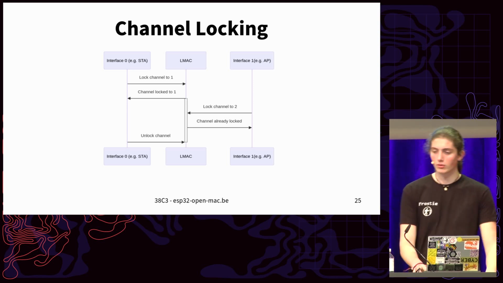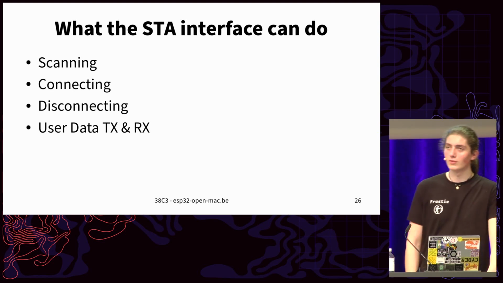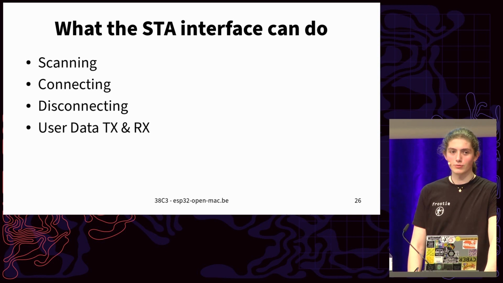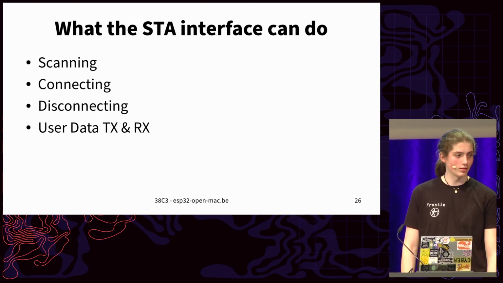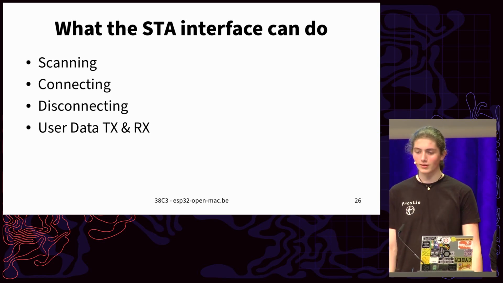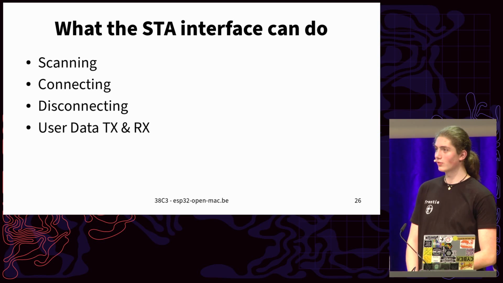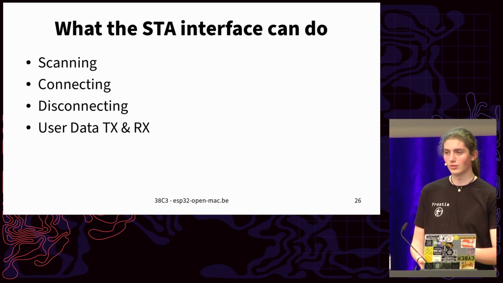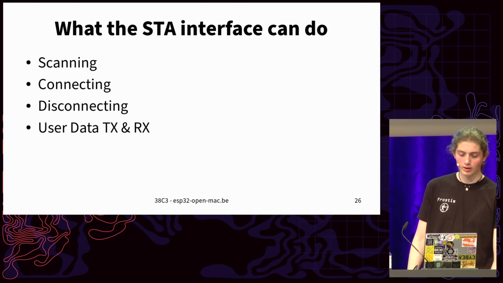And yeah, so for now, we've only implemented a station interface. This means you could connect to an open access point, and here's what it can currently do. We can scan for networks, we can connect to networks, we can disconnect from them again and process disconnects. And we can do user data TX and RX, so if the user gives us data, in this case the layer 3, then we will pass it onto the access point, and if we receive data, we will pass it onto the upper layer.